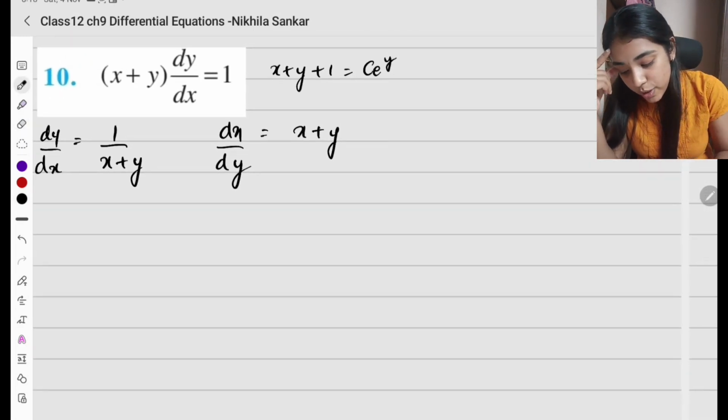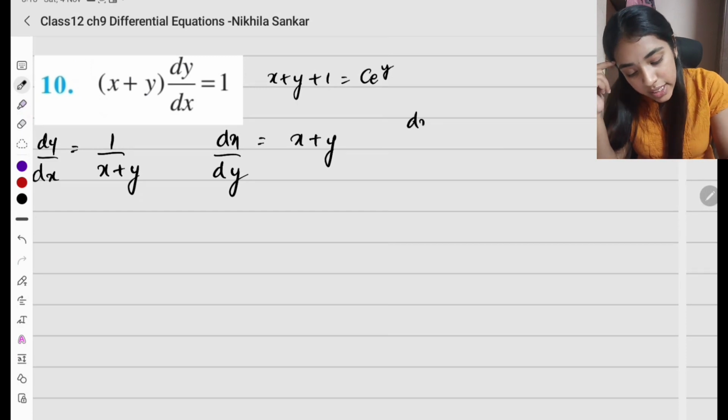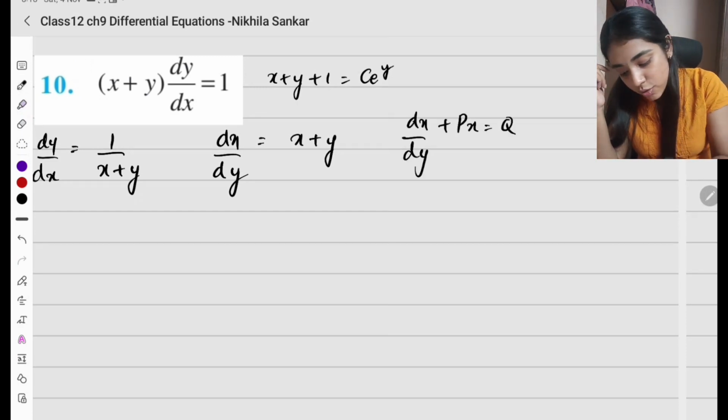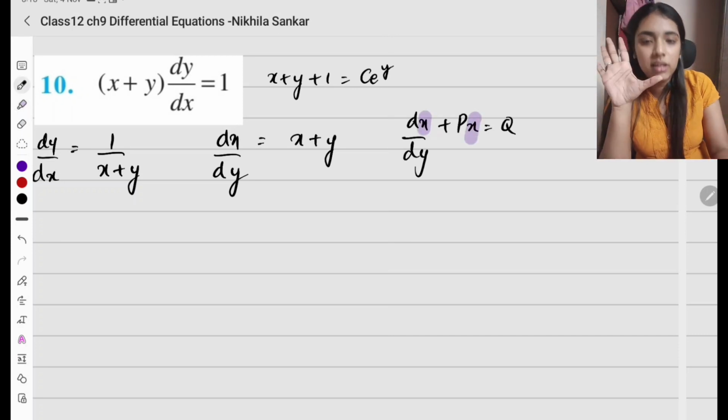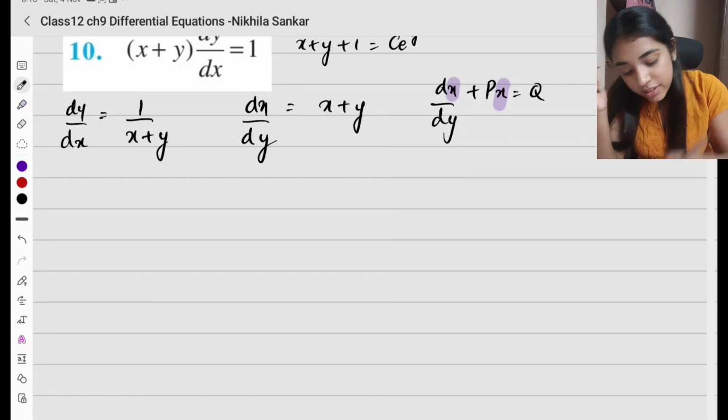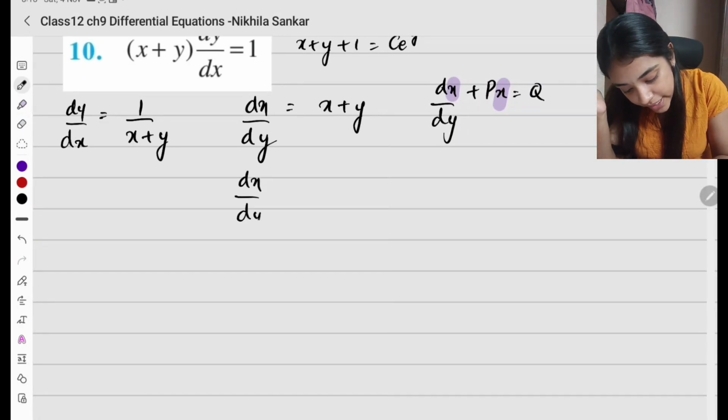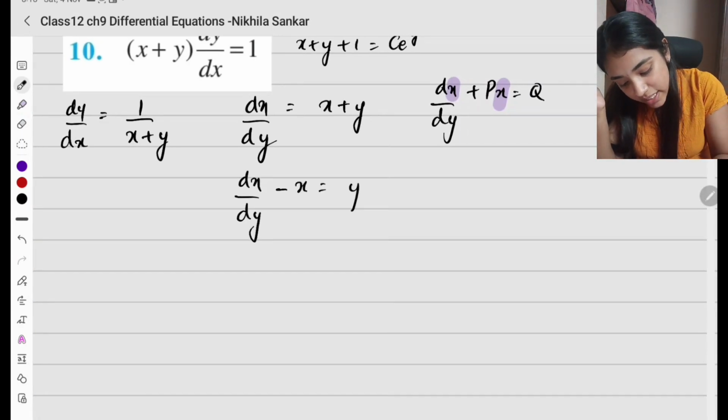So now this should be of the form, general form எப்படி இருக்கணும்? dx by dy plus px equals q. You remember, whenever you have x here, you have to have x here. Okay, இதுதான் நம்மளோட trick ஞாபகம் வச்சுக்கிறதுக்கு. How can I write it in this form? dx by dy minus x equals y.